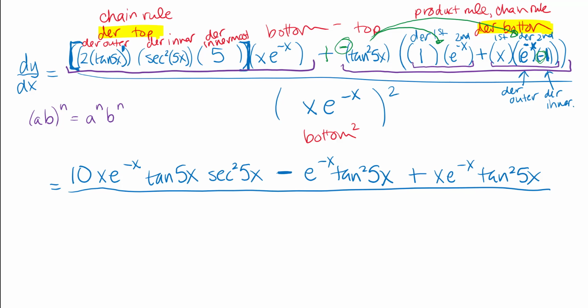Notice I don't have more than one term here in the square function. Just two things times each other to the second power. So I'll use that and square the x and square the e to the negative x.